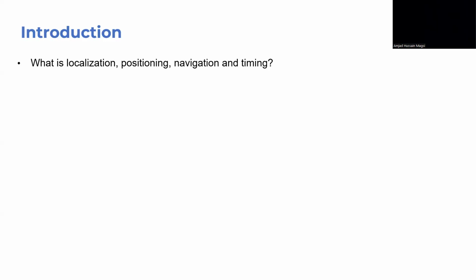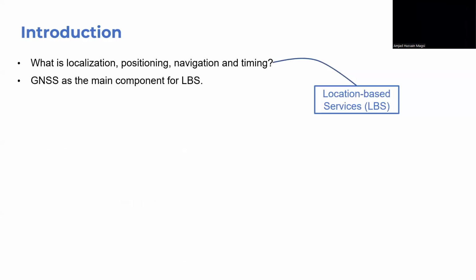When we use these terminologies in a system or a device that provides these kinds of things, we call it location-based services, LBS. And for this, the Global Navigation Satellite System, known as GNSS, is the main component for providing location-based services-based applications. And what are location-based services-based applications? Those applications or devices that provide you the localization, positioning, navigation, and timing of your system.